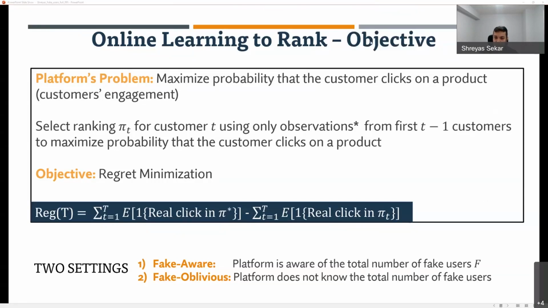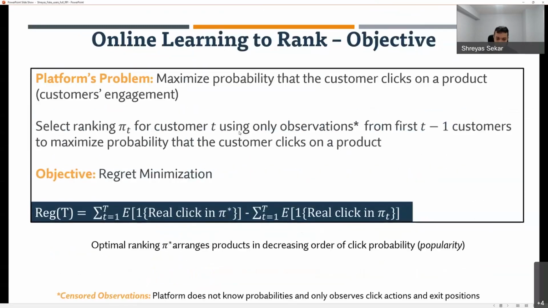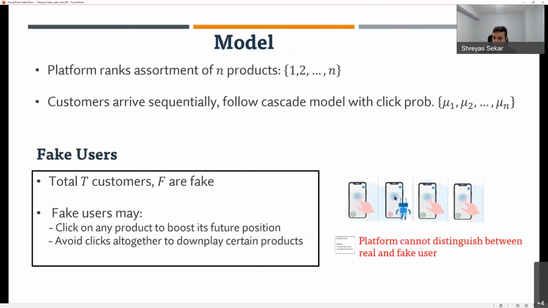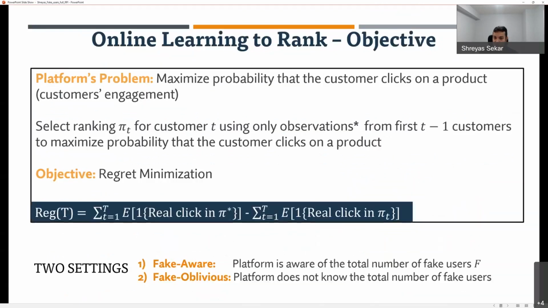I think some of you asked some questions on how fake users can boost the products. So I hope that's clear to you from the previous slides. So remember, fake users can do one of two things. They can either click on a product or they can withhold a click. Okay. Right. I'm assuming there are no other questions. If you have, please feel free to interrupt me at any point.